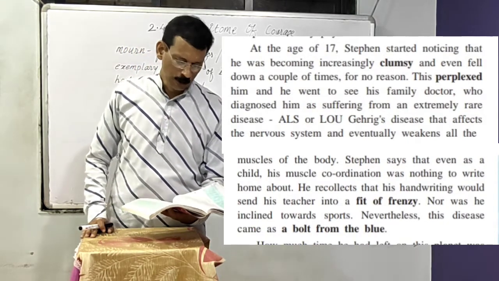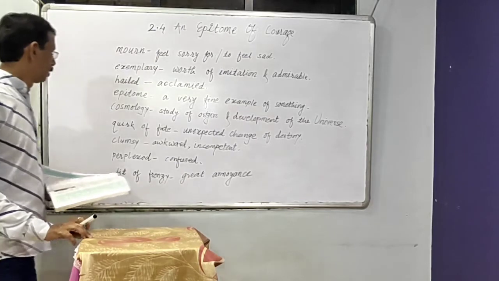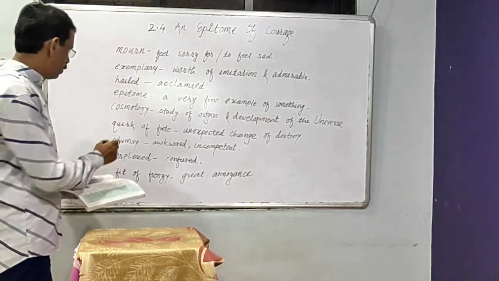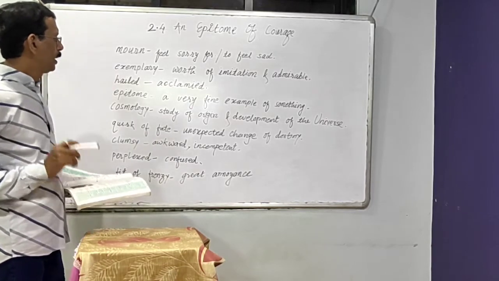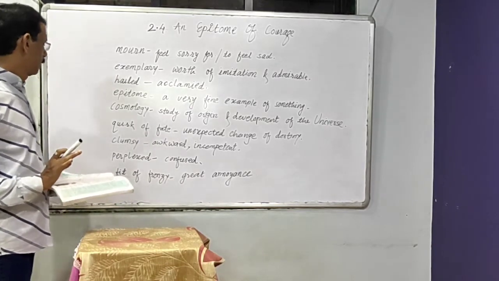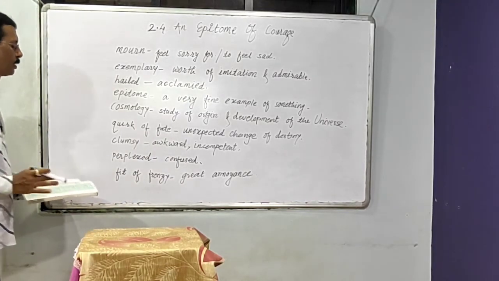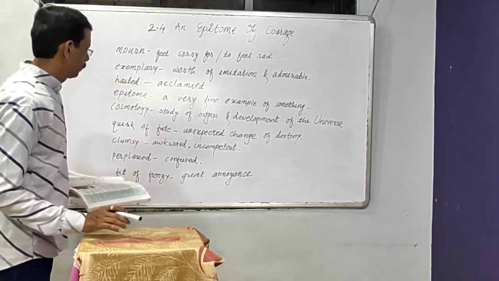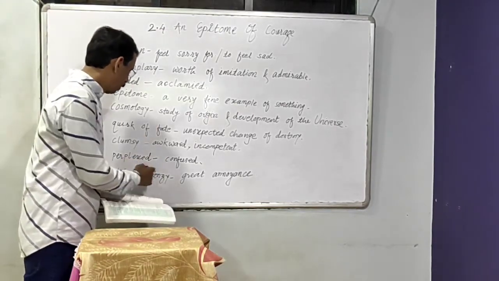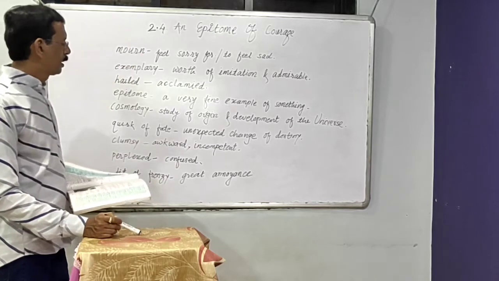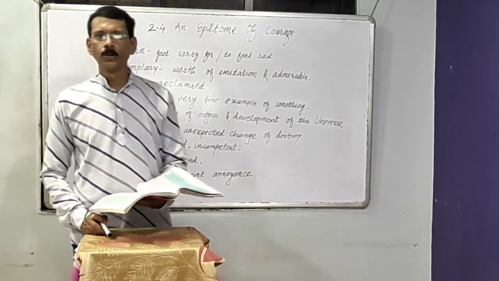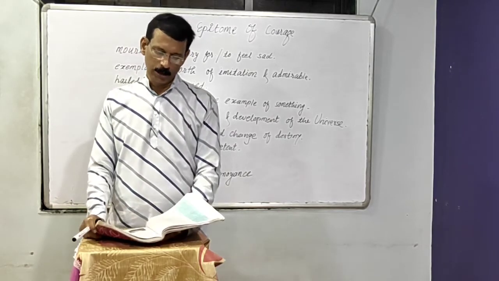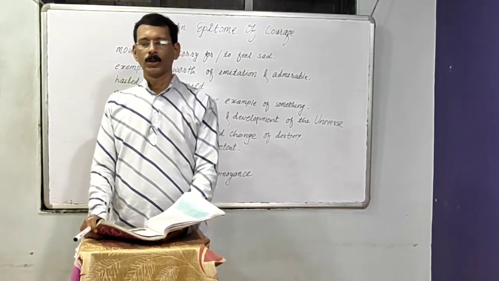Here are some new words. Clumsy means awkward or incompetent. Perplexed means confused. And fit of frenzy means great annoyance. So now let's look into the meaning of this paragraph.